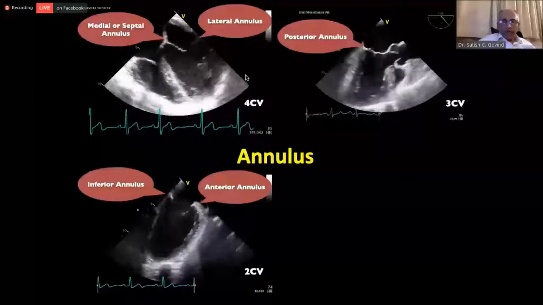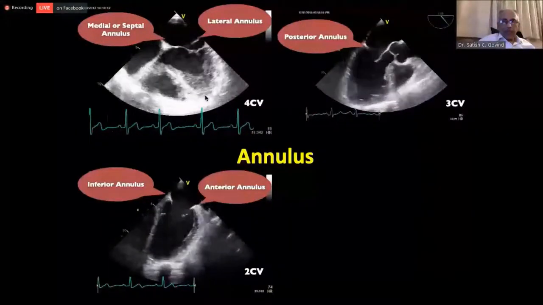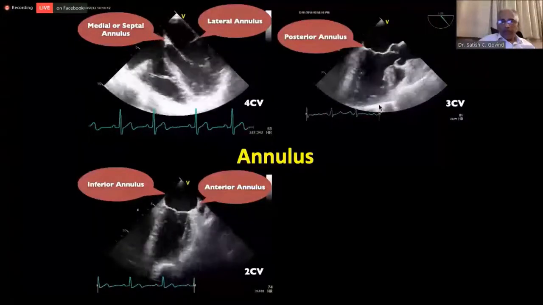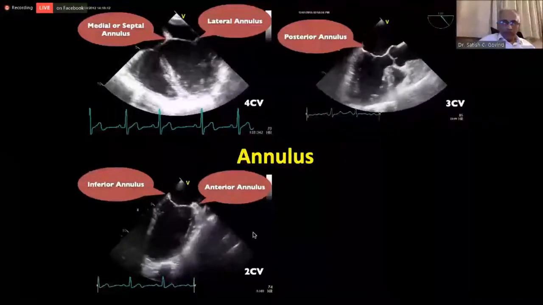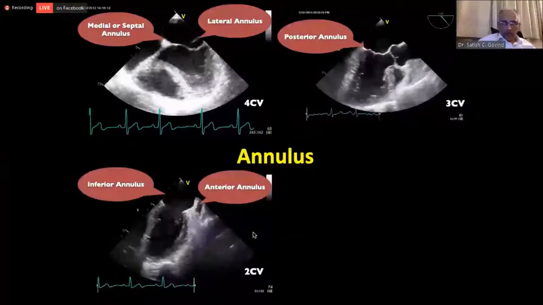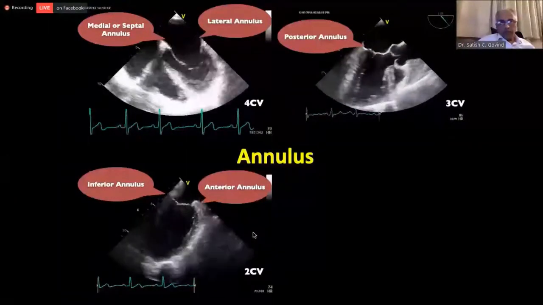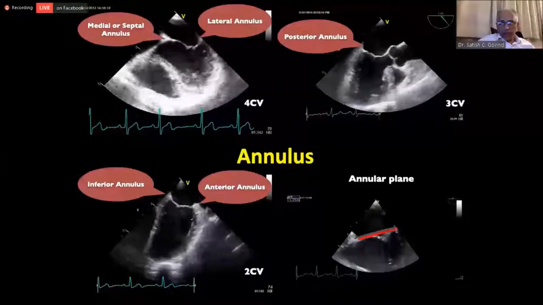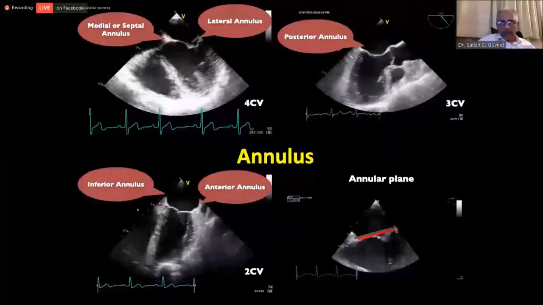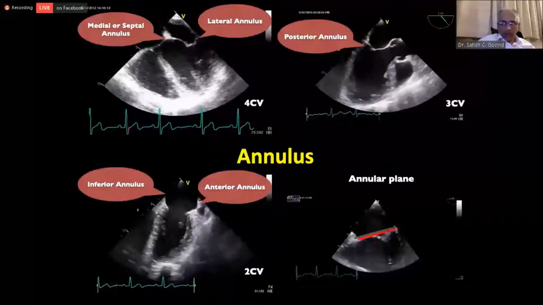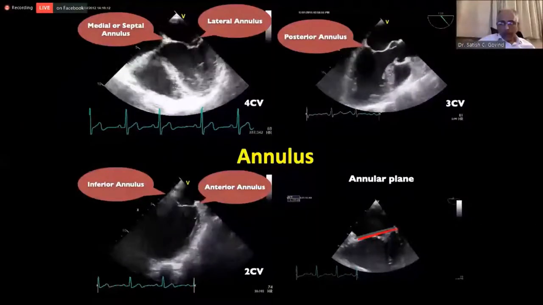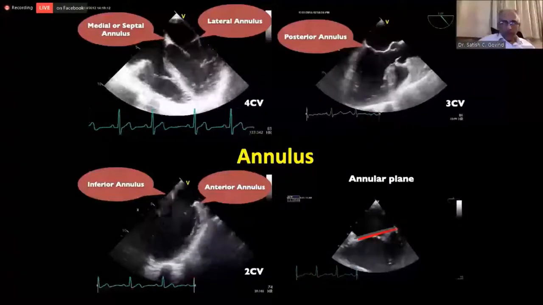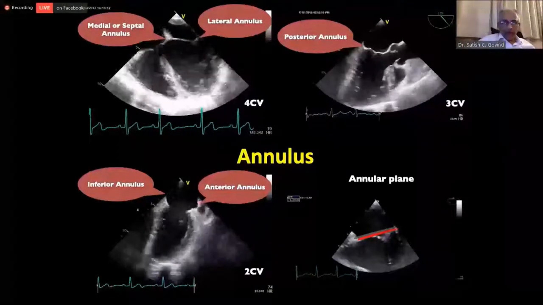Let's take the annulus first. You have these terminologies: depending on which view it is, the medial and lateral annulus, and then in this three-chamber view, the posterior annulus, and then the inferior and anterior annulus. So the annulus can be localized. Then one can look at the annular plane in terms of measuring and sizing the annulus, or to look at any mitral valve prolapse, or for other reasons, in terms of various measurements that are now to be done for mitral valve repair. So the annular plane is very important.